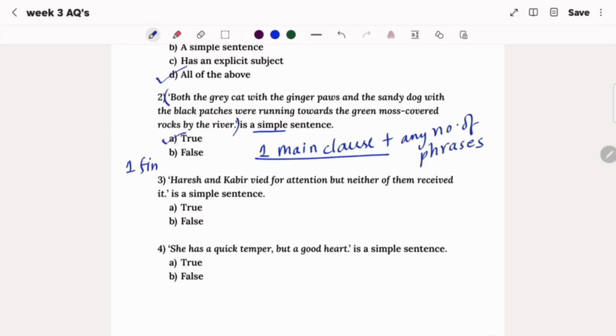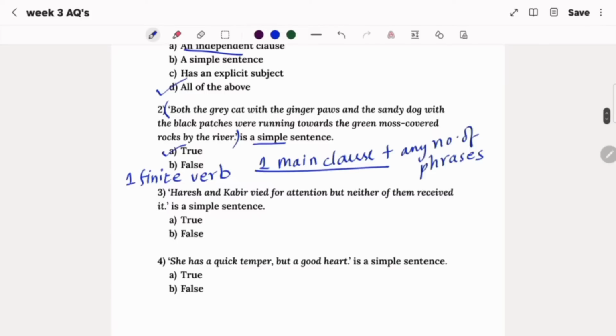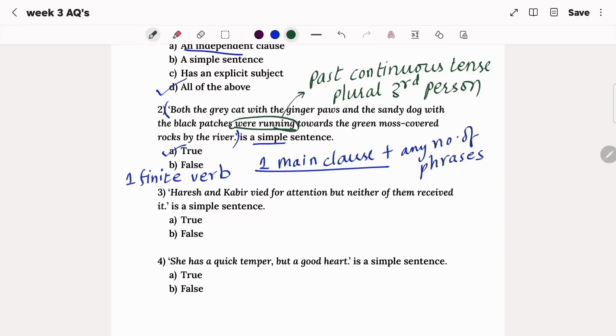So here, if you see, both the grey cat with the ginger paws and the sandy dog with the black patches were running towards the green moss covered by the river. So here, were running. The whole sentence, though it is lengthy, has only one finite verb, which is were running. It indicates past continuous tense, and it is a plural third person. So it gets changed according to the tense of the sentence.